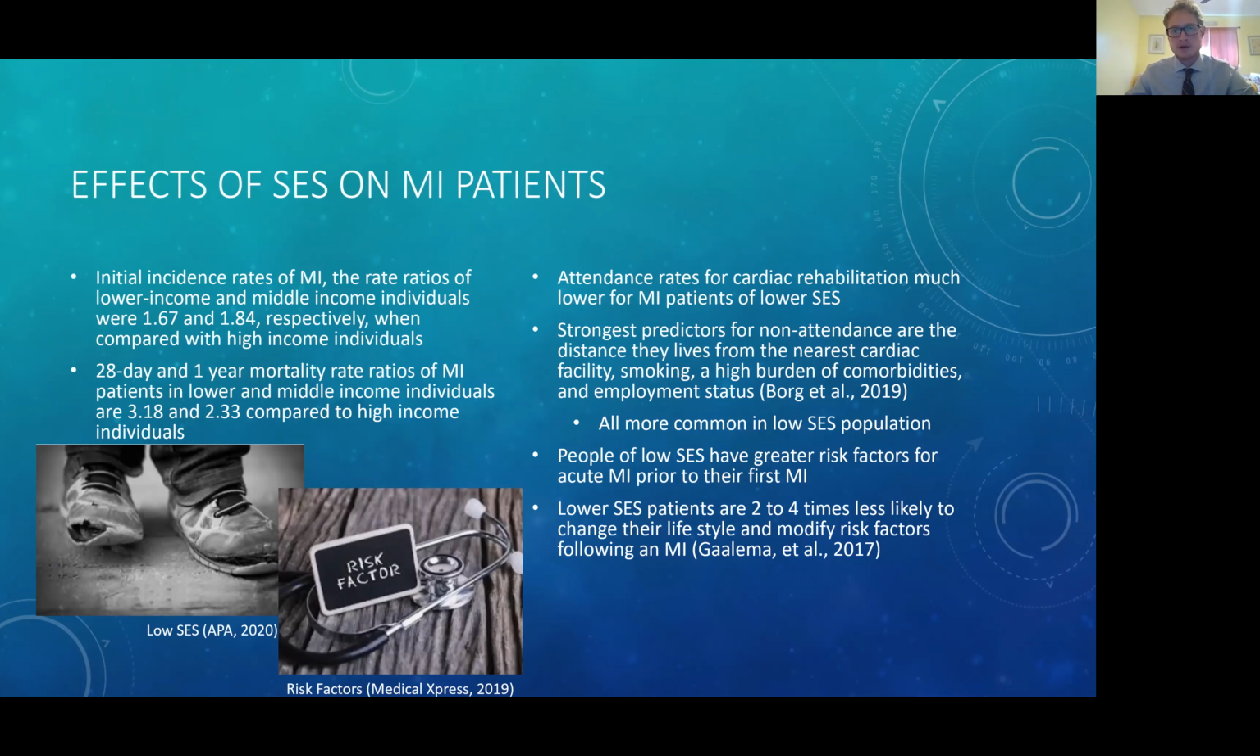Attendance rates of cardiac rehabilitation are also much lower in the lower socioeconomic status patients. So overall, we have a low participation rate in the general population of people that should be going to cardiac rehabilitation, and this percentage decreases even further when looking at lower socioeconomic status individuals.